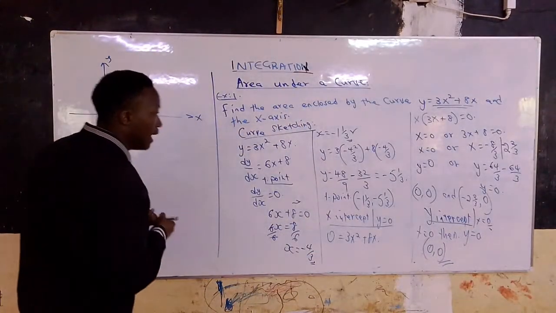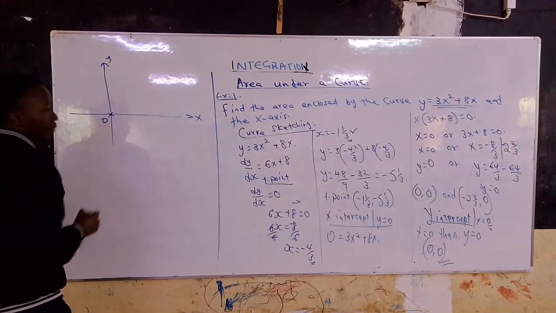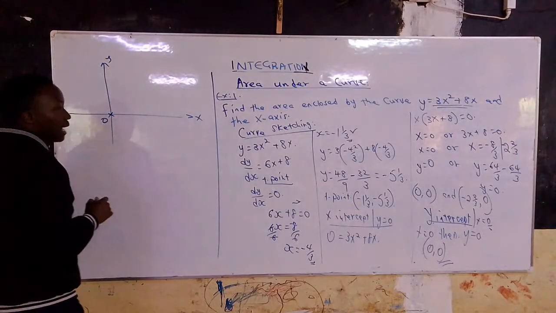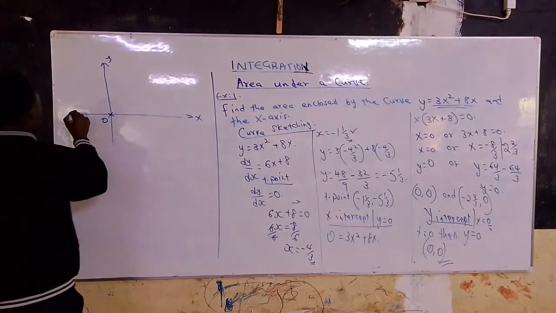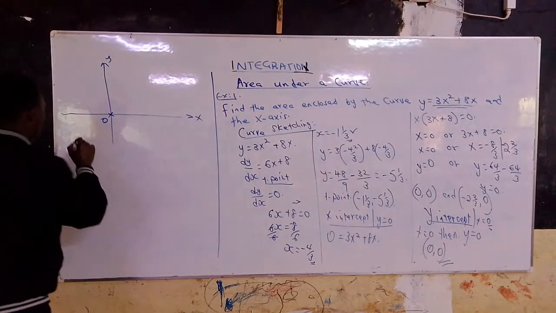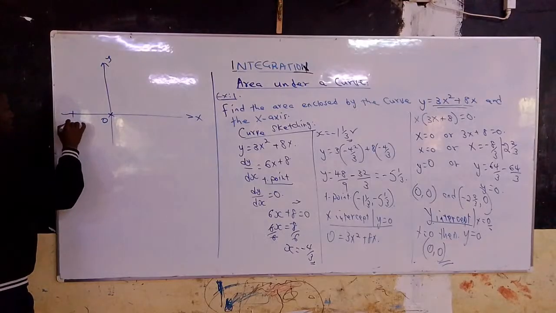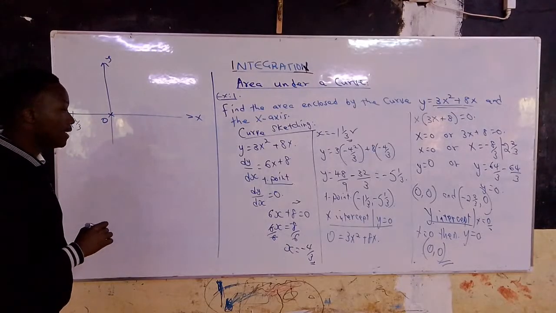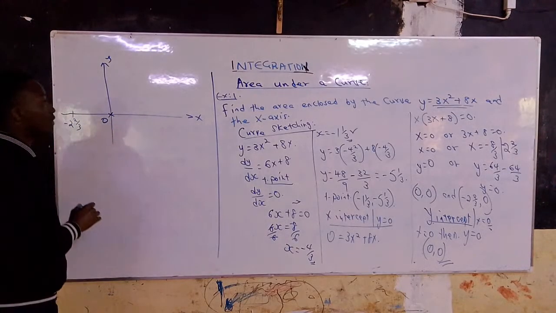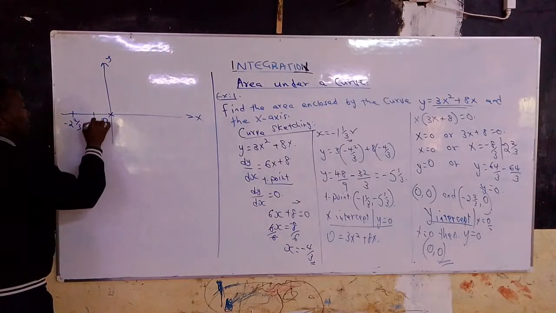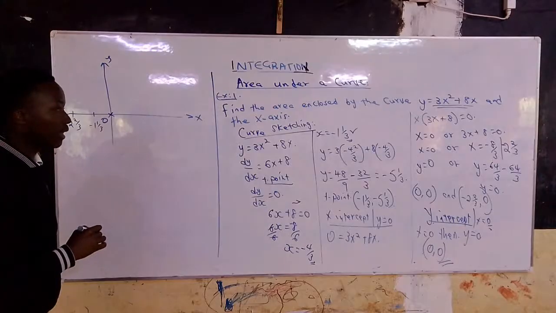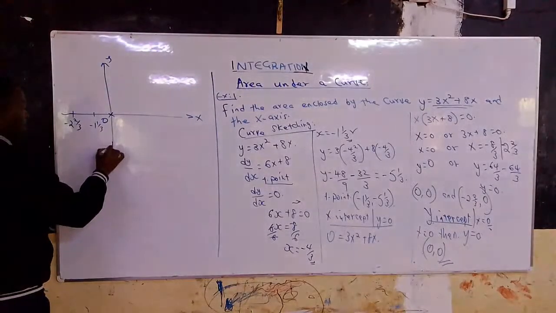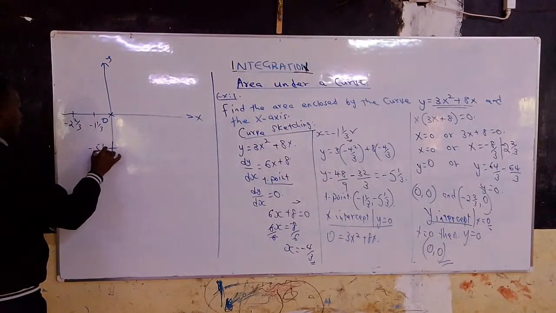So we have the x-intercept as 0, 0. The y-intercept is still 0, 0. We have another x-intercept, negative 2 and 2/3, so it can be here. And the next one is the turning point, negative 1 and a third, and the y is negative 5 and a third.